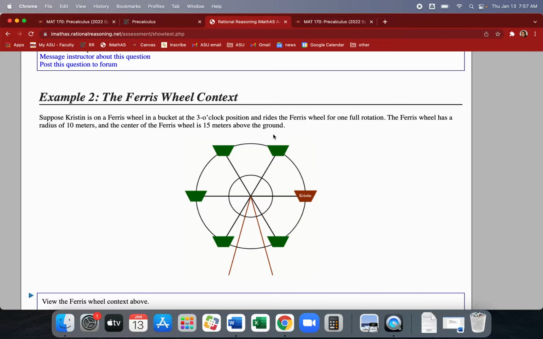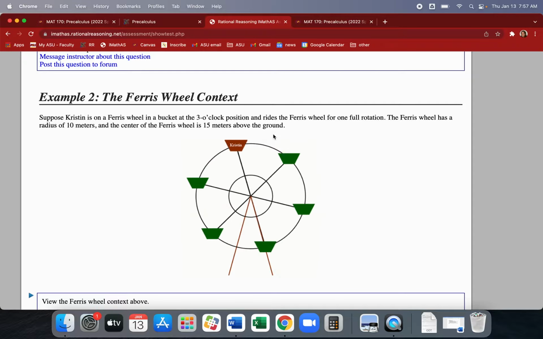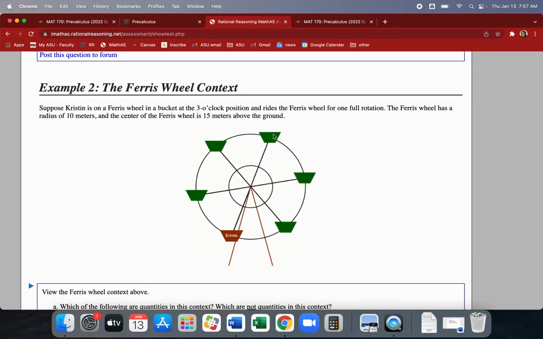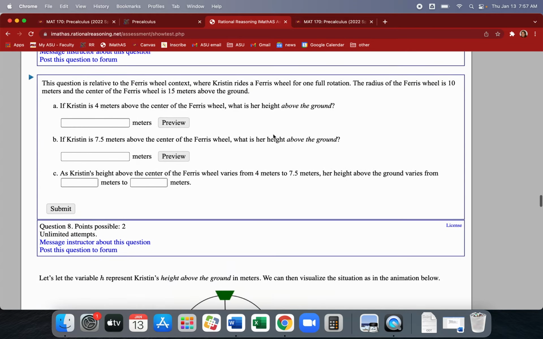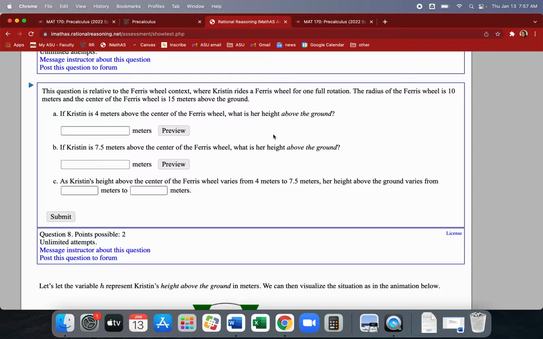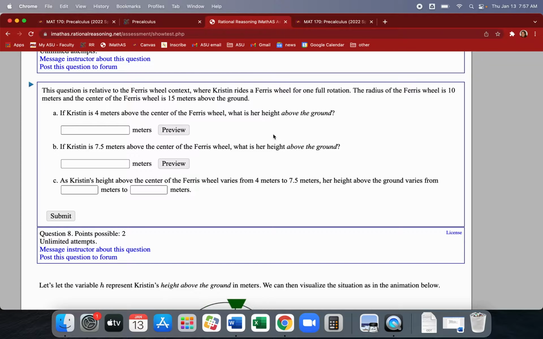Does it say that? Oh yeah, I guess it says the center of the Ferris wheel is 15 meters above the ground. Yeah. So in any case, last question about the Ferris wheel. I think we talked about pieces of this in a way, not these specific numbers.